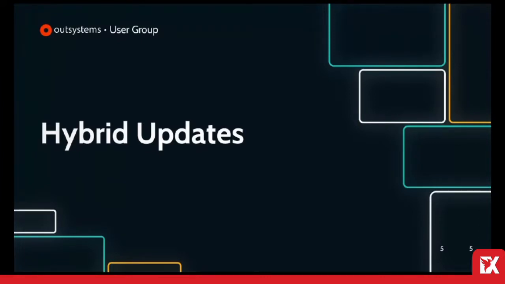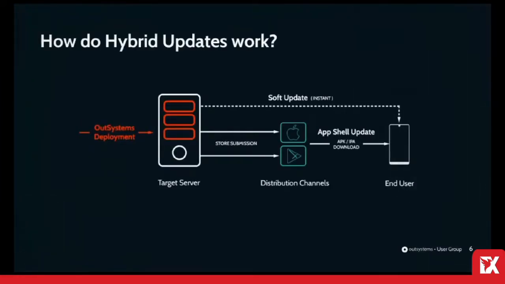Let's start with hybrid updates first and talk about what it is, and then we can compare it to store-only updates and then connect everything back into our OutSystems application. So what are hybrid updates? Essentially, hybrid updates is the update type that all native OutSystems mobile applications are configured to. So when you build your OutSystems application and deploy it, you would have the hybrid update distribution strategy set up by default. And what that means is when you deploy a new version of your mobile application to the target service or production, for example, a soft update would be immediately available for end users who have your app installed.